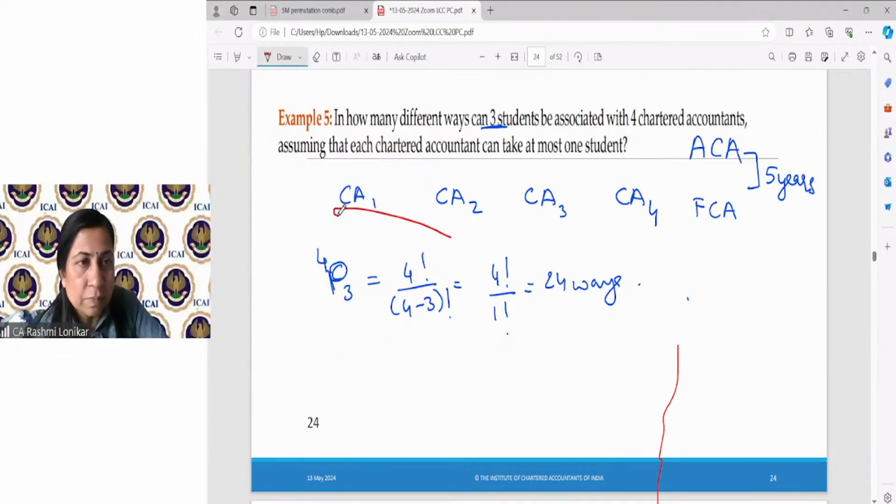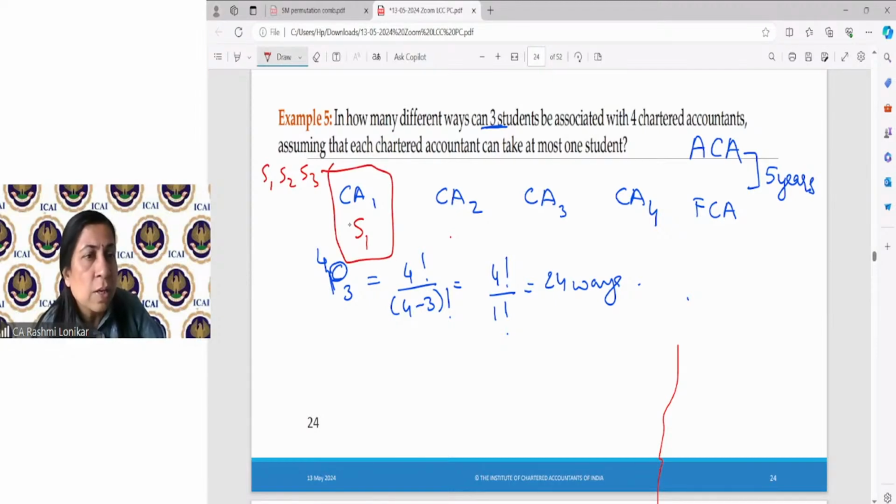See, there were three students. So suppose S1, S2, S3. S1 goes to CA firm 1 and says, okay, I will do my articleship under this CA. This is over. Now S2 and S3, two students. Now S2 has option 1, 2, 3. S1 had how many options? He had four options, 1, 2, 3, and 4.